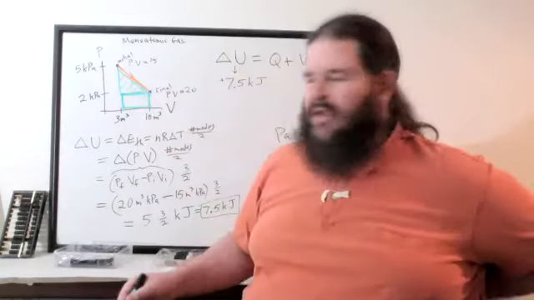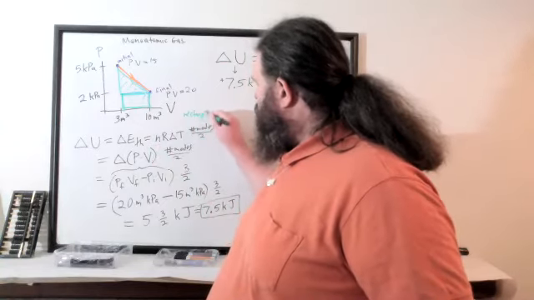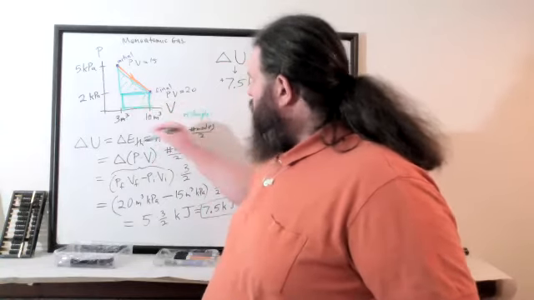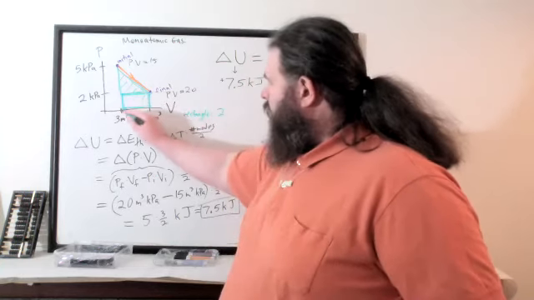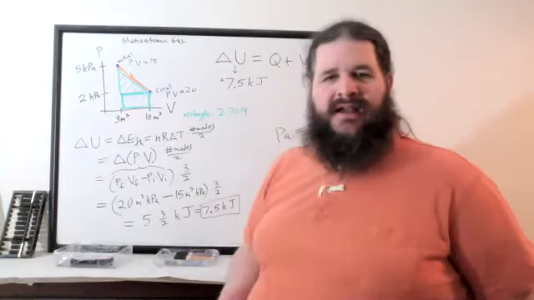Rectangle is just going to be base times height. So that's going to be, height is 2 kilopascals. From 3 to 10, the width is 7. So 14. And that's again going to be kilojoules.